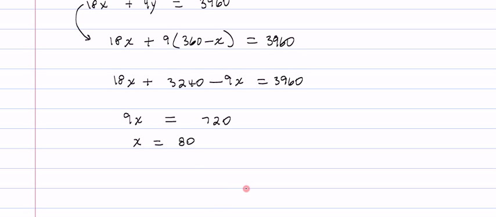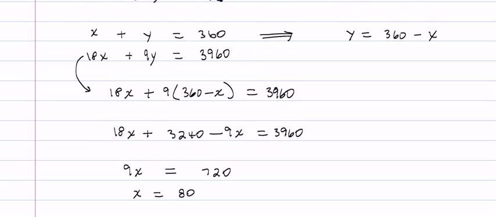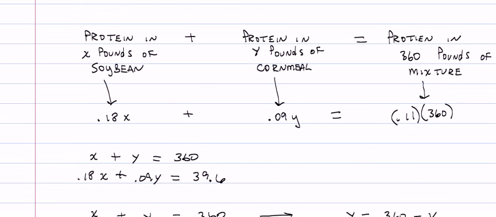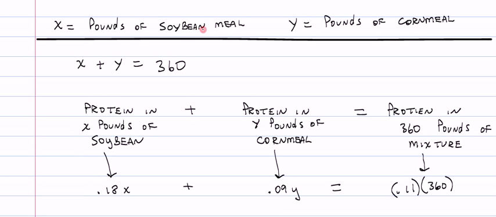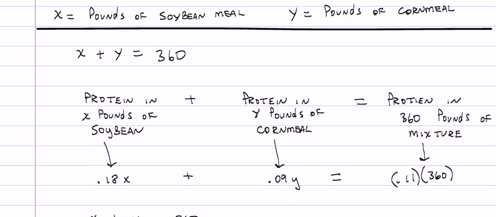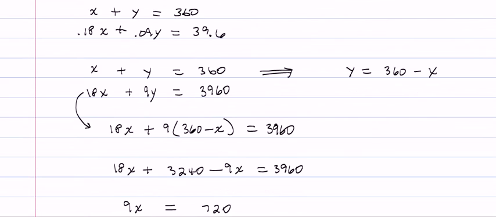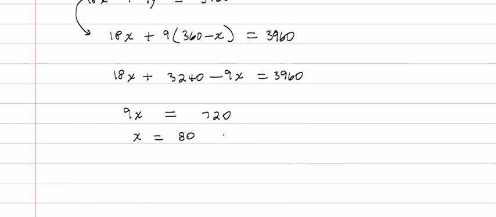Now remember, what was x? X, recall, was the number of pounds of soybean meal. So we just found that we need 80 pounds of soybean meal.